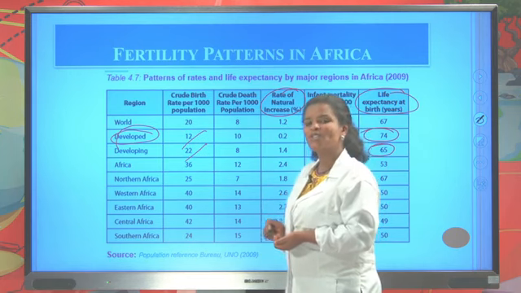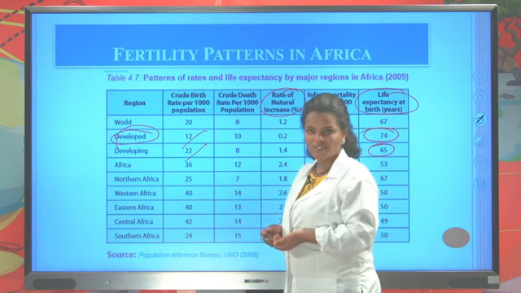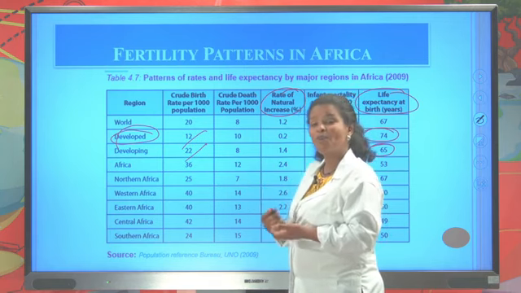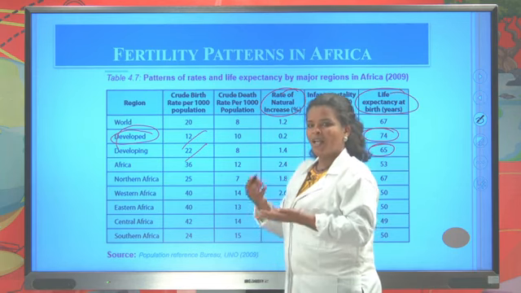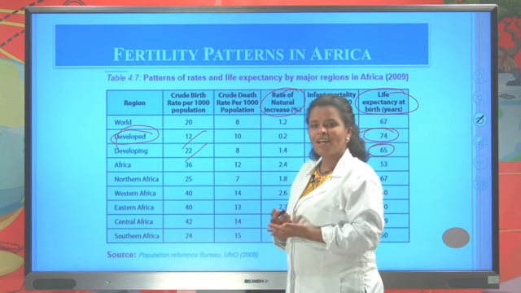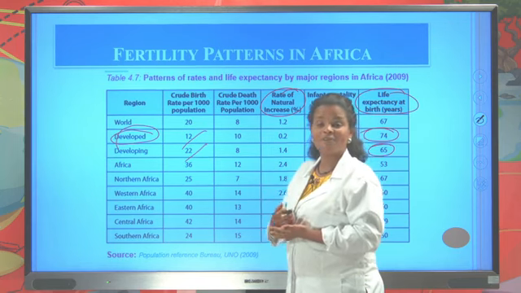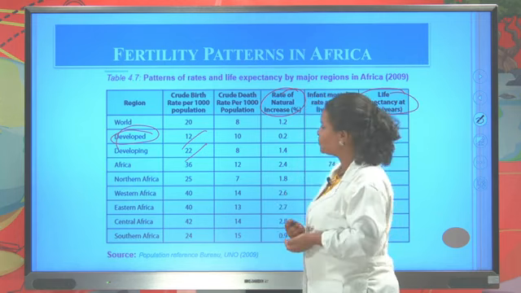Life expectancy of a developing country is short when you compare it with a developed country, because a developing country has low economic status. If an area has low economic status, the fertility rate is very high and also the mortality rate is very high.